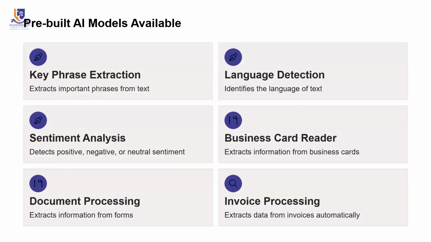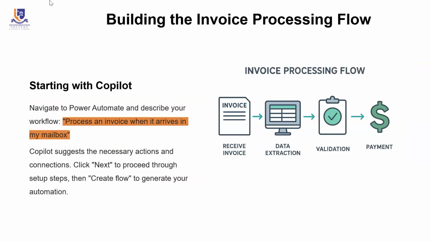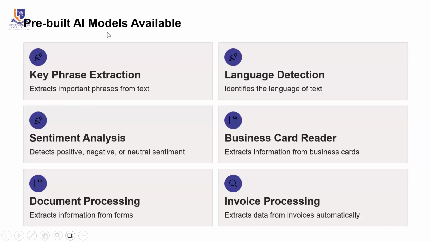And pre-built AI models available. So these are the current pre-built AI models that are available for use on AI Builder. So you have key phrase extraction, which extracts the important phrases from the text. Language detection, which detects what kind of language is inside that text. Sentiment analysis, the text's positive, negative, or neutral sentiment.